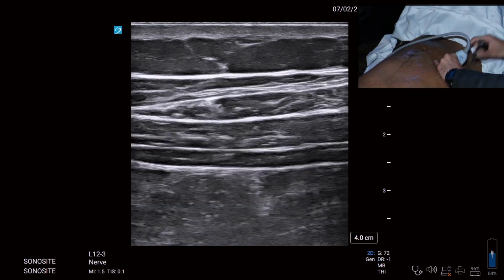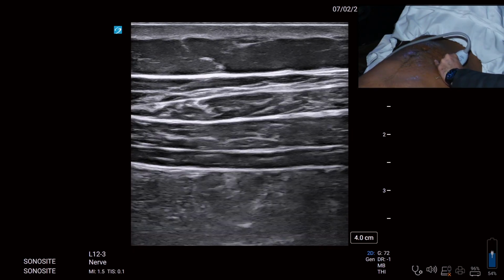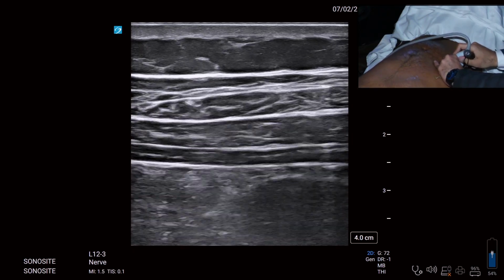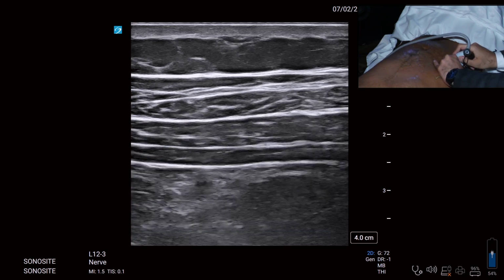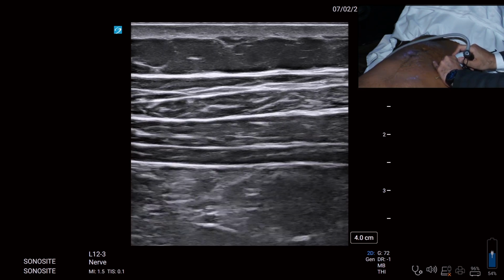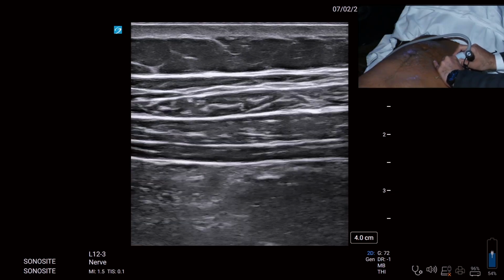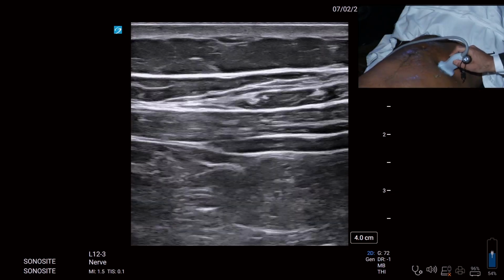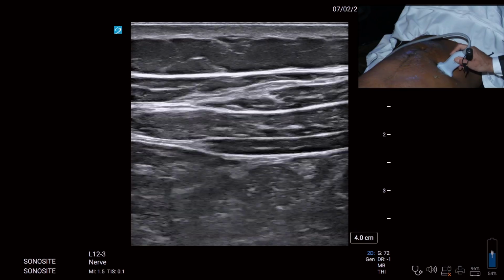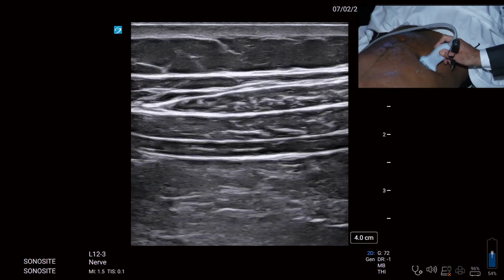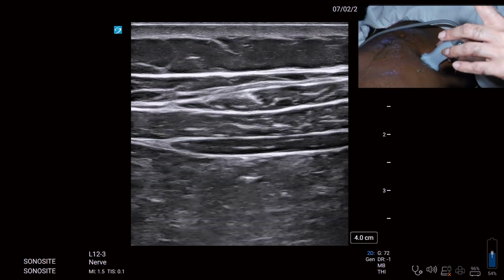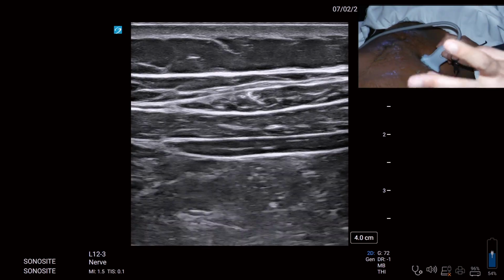Internal oblique is the thickest. Can you appreciate? Transversus abdominis is the thinnest. Internal oblique is more hyperechoic. Transversus abdominis is more hypoechoic, that means black. And if I move my probe like this, cranial caudal, what is happening? External oblique and internal oblique are moving in opposite directions. So this is another way to identify these two muscles.